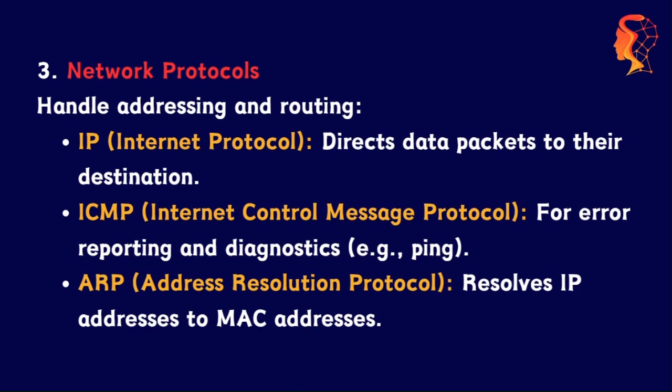Now let's talk about the network protocols that handle addressing and routing. Here I will talk about the address of the network. Let's start with the IP or the Internet Protocol, which is used to direct data packets to their destination. Second, we have the ICMP or the Internet Control Message Protocol, which is used for error reporting and diagnostics. And finally, we have the ARP or the Address Resolution Protocol, which resolves the IP address to MAC addresses.